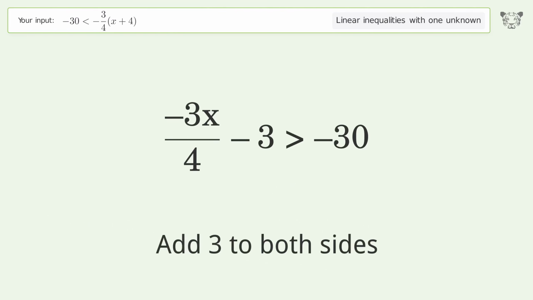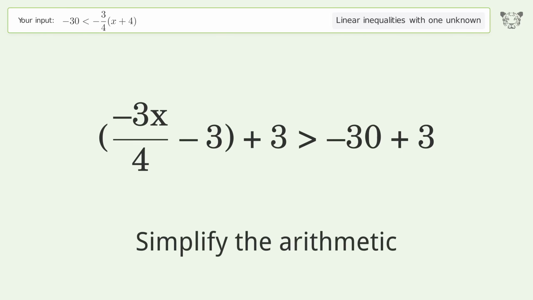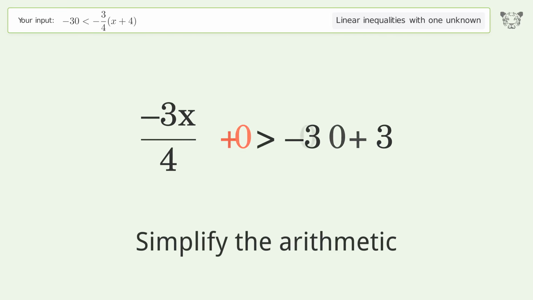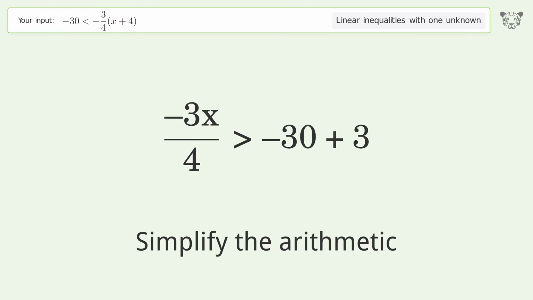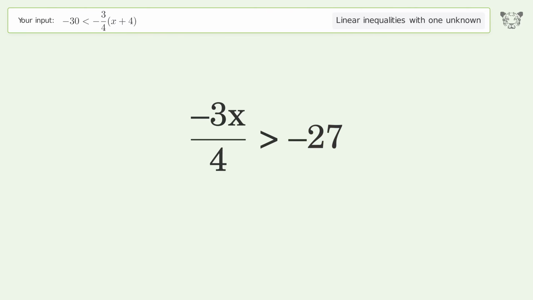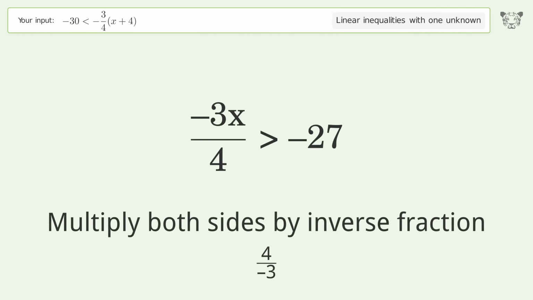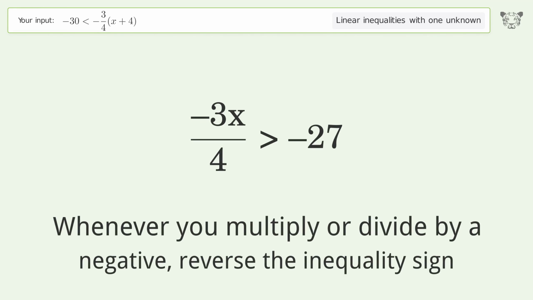Add 3 to both sides. Simplify the arithmetic. Isolate the x. Multiply both sides by inverse fraction 4 over -3. Whenever you multiply or divide by a negative, reverse the inequality sign.